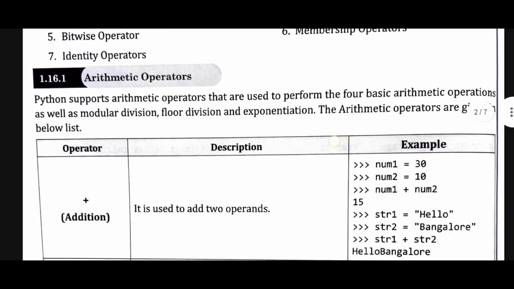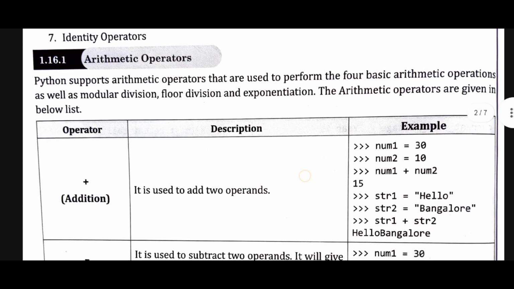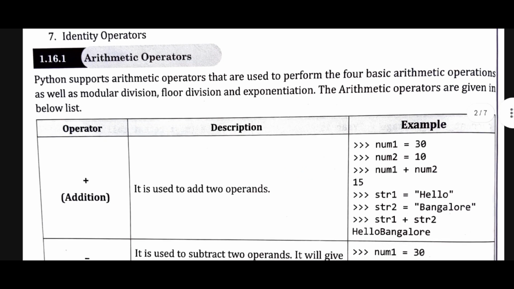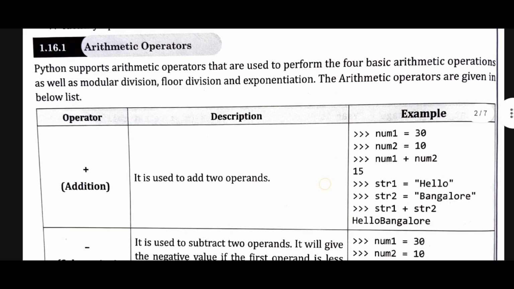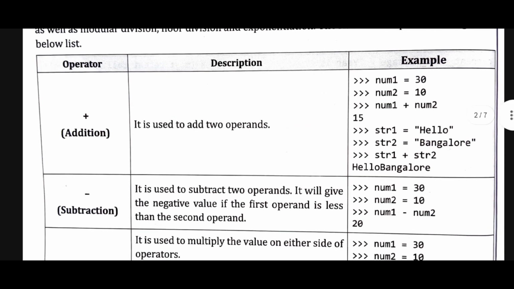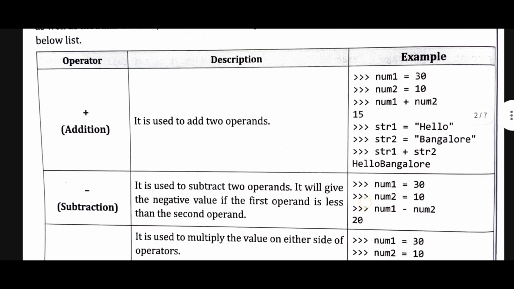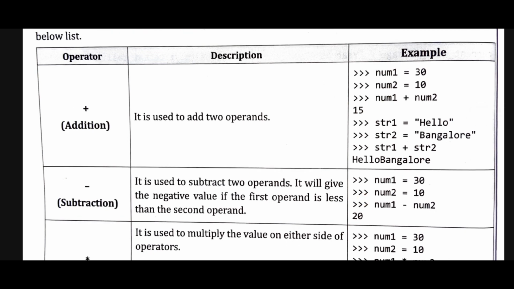So first one, arithmetic. Arithmetic in the sense that it performs the basic mathematical operations: addition, subtraction, multiplication, and division. So look at the given example. First operator is the addition operator. It uses the plus symbol. It adds two operands. Number 1 is holding the value 30 and number 2 is holding the value 10. So when we add both variables, number 1 and number 2, we will be getting the output as 40. Ignore the output given here, it is wrong.